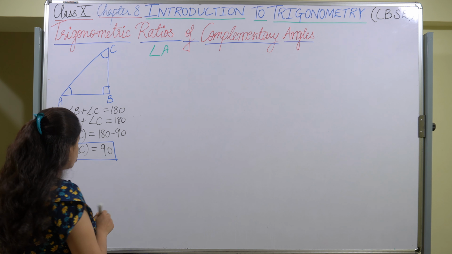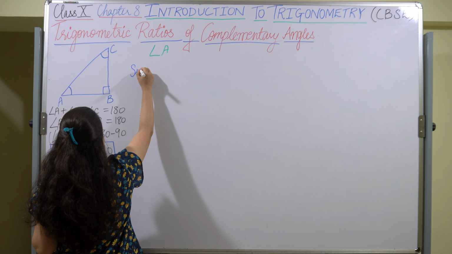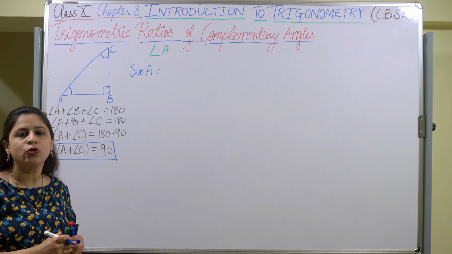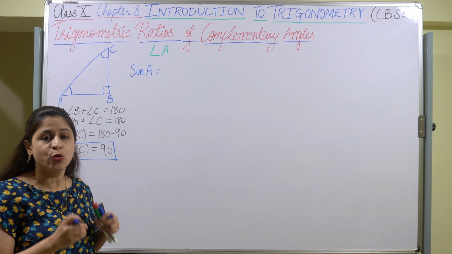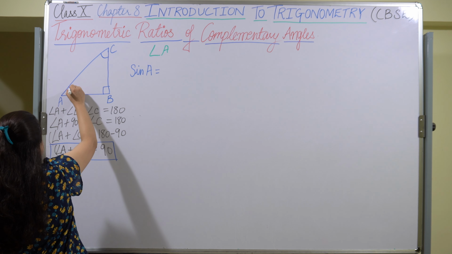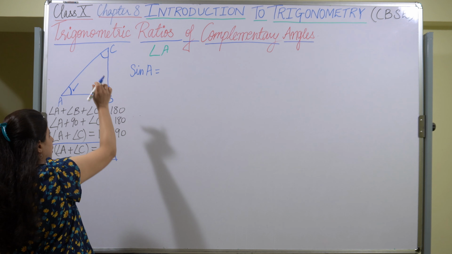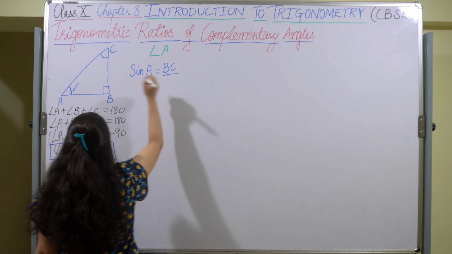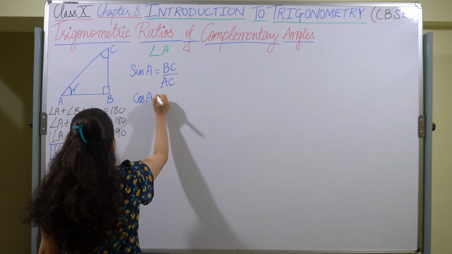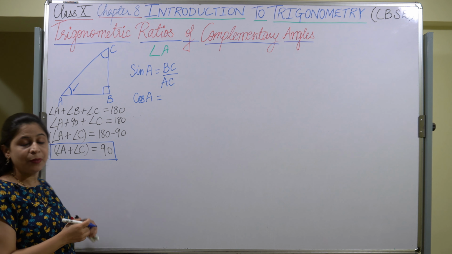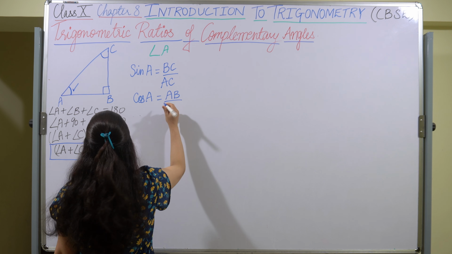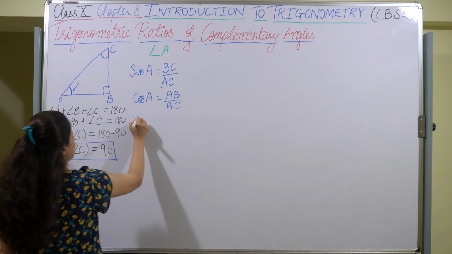So sine A will be equal to perpendicular upon hypotenuse. Perpendicular is the opposite side, and hypotenuse is the side opposite to 90 degrees. The opposite side to angle A is BC, so it will be BC upon AC. Then comes cos. Cos A will be equal to base upon hypotenuse. For angle A, base will be AB, so AB upon AC.